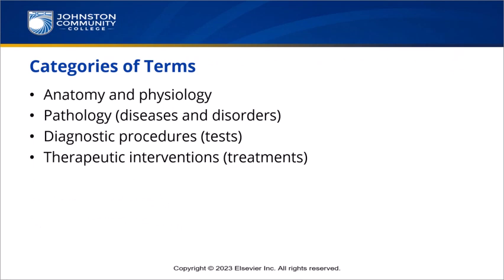Now that you've made it through the first chapter, you need to think of what the majority of these terms represent. In general, they fall into one of these four categories. It's important for you to recognize what the terms represent. Are they representing anatomy and physiology? Are they pathology, which is a disease or disorder? Are they a diagnostic procedure, such as a test? Or is it therapeutic intervention, such as a treatment?